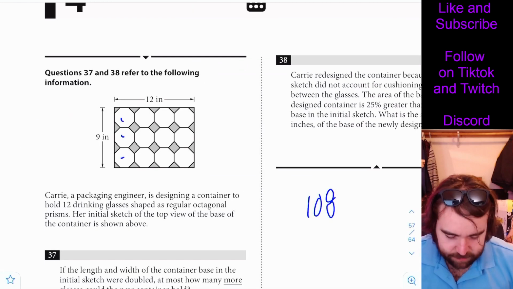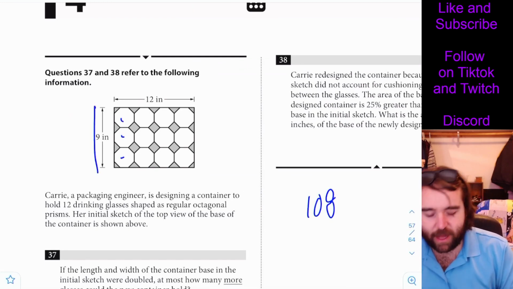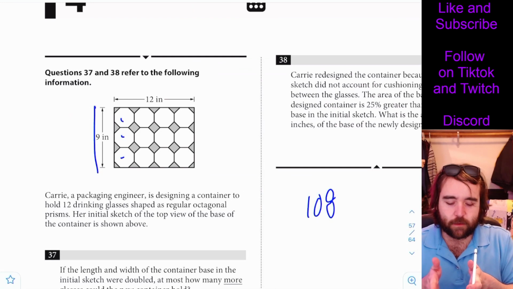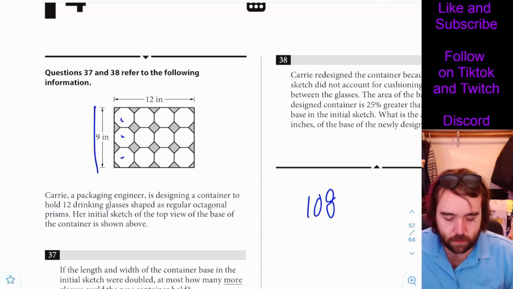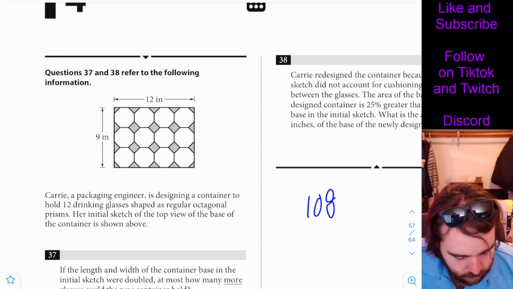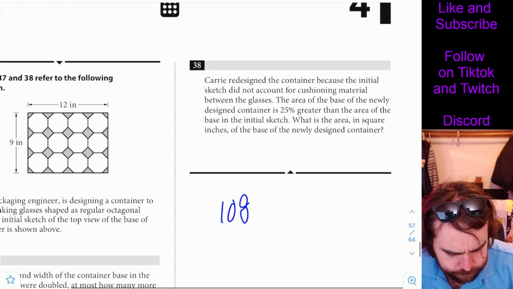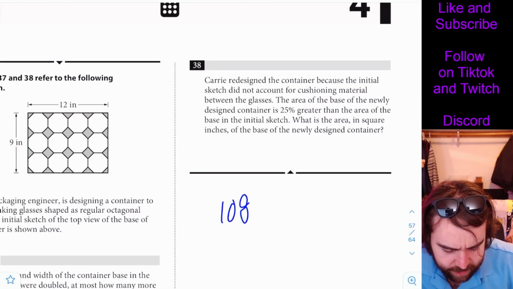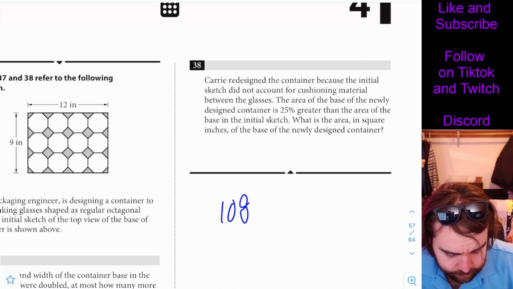This is just a sketch, right? You're not going to fit 3 glasses. Is each glass 3 inches? I guess that's possible. But no, I think we're just saying it was 108 inches. Yeah, they're in square inches.